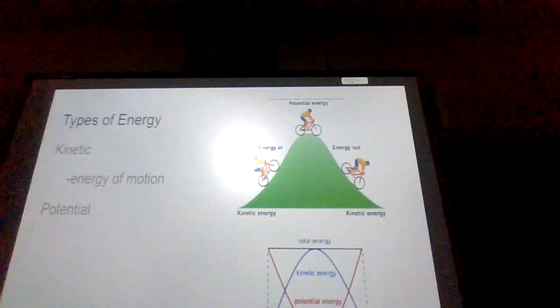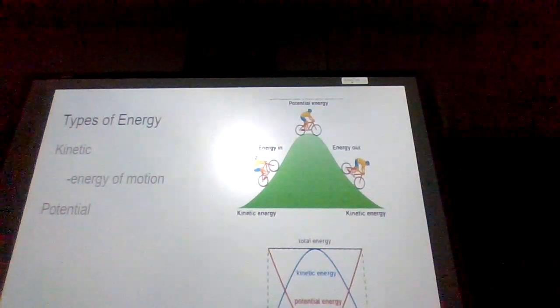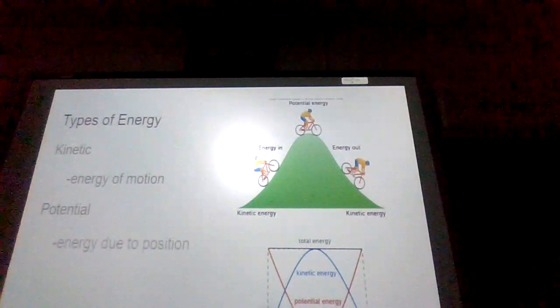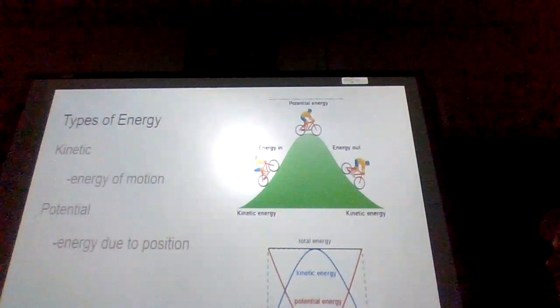The other type of energy is potential energy. And it just has a lot of potential. It's not doing anything right now, but it's got potential to do something. So energy due to position.